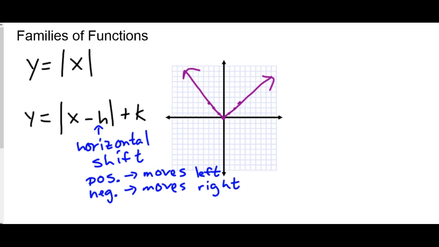K outside is our vertical shift. This will move our graph up or down. And it's exactly what you expect. Positive will move the graph up. Negative will move the graph down.